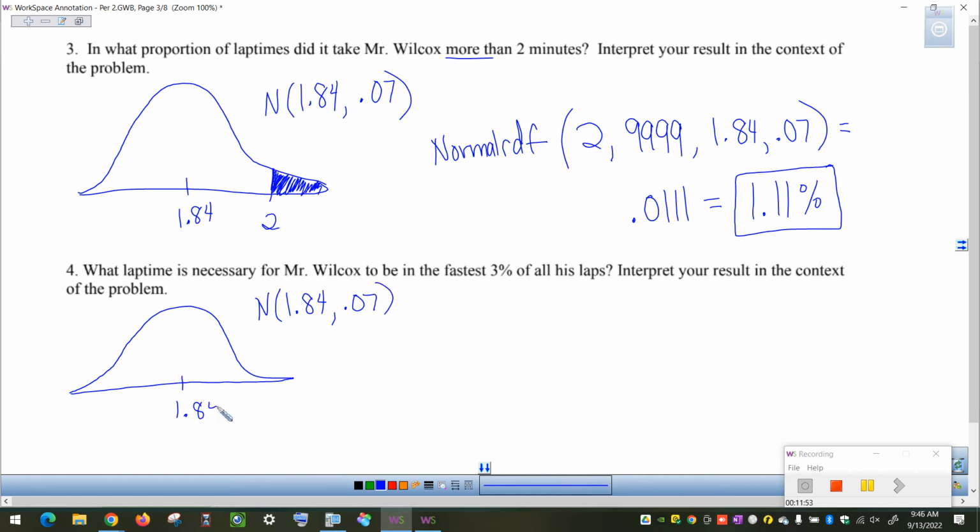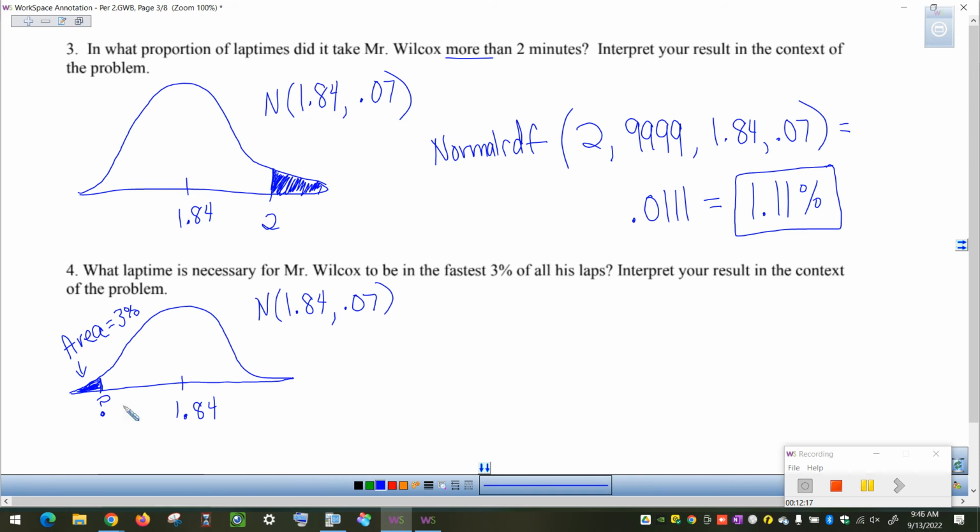All right, so because we want him to be the fastest 3%, that's going to be the 3% that are over here in the lower end, because a lower lap time means that he's moving faster. So this is where a little question mark would be. The question mark is, how many minutes is going to be the cutoff for 3% of our laps to be at that value or less? In other words, this is representing the 3rd percentile.